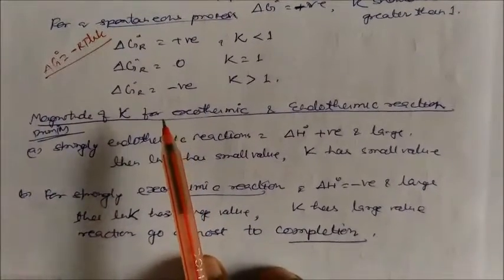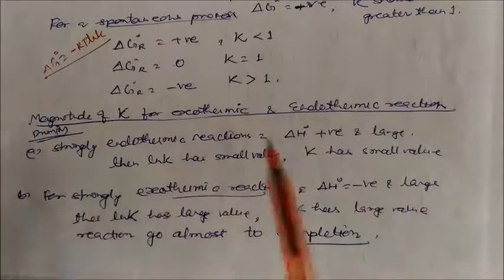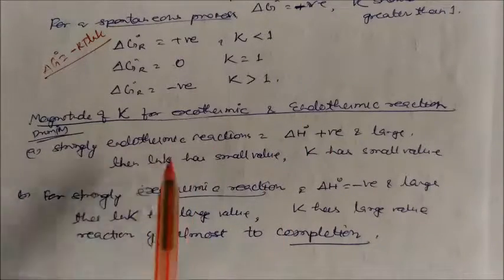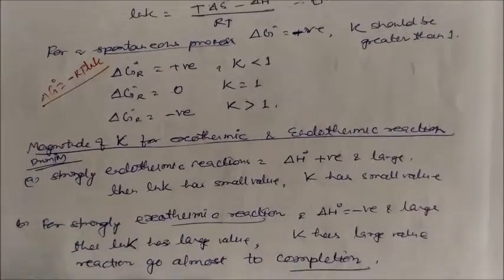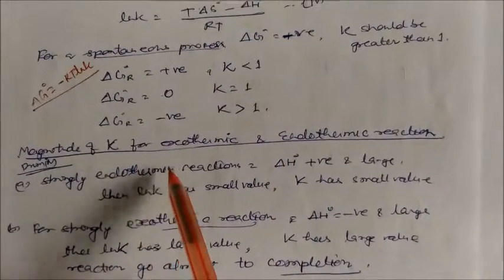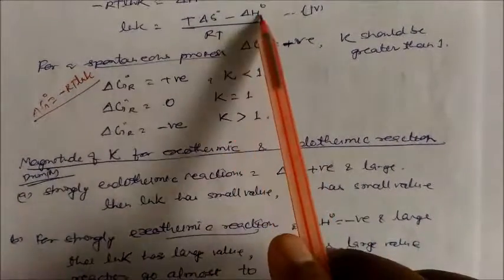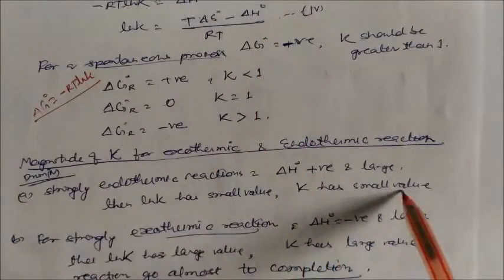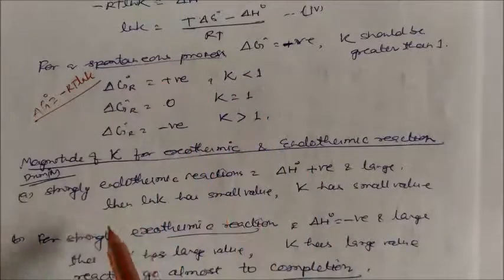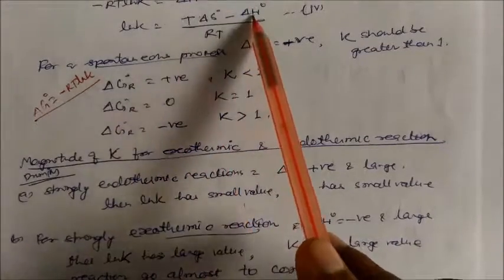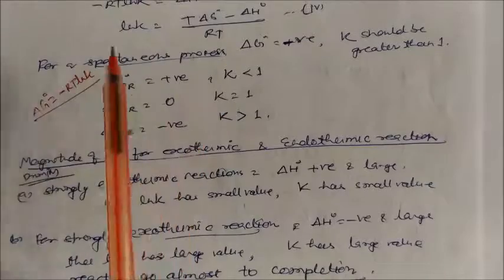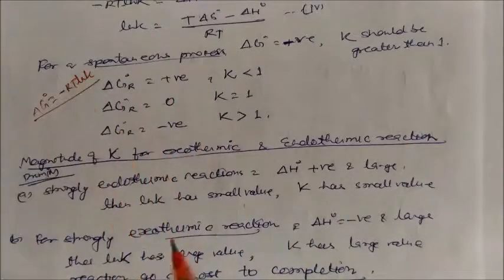Now we'll see the magnitude of K for exothermic and endothermic reactions. For strongly endothermic reactions, we can see from this equation: natural log K is equal to T delta S minus delta H naught by RT. For strongly endothermic reactions, delta H must be positive and large. Then natural log K will have a small value, and K has a small value.